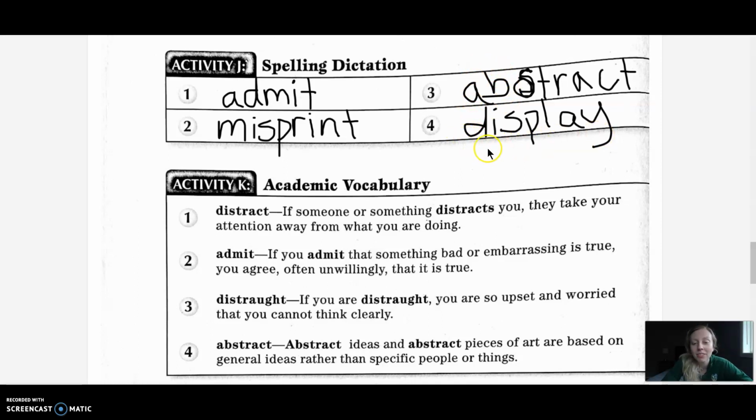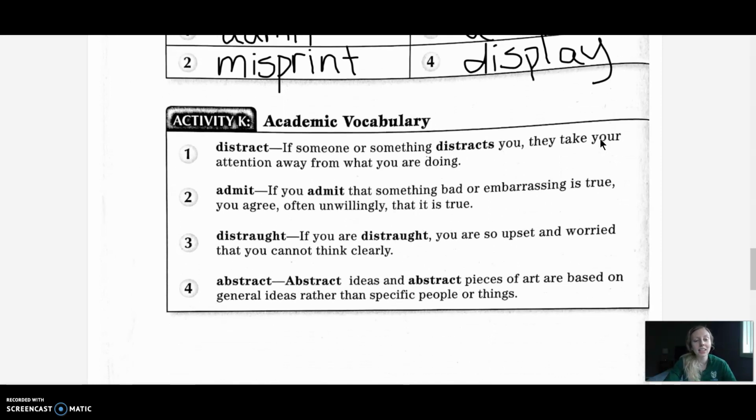Display. So we have dis, the prefix, play, display. Okay, so the very last activity we're going to do is activity K. We are going to learn some of the definitions of the words that we just read.